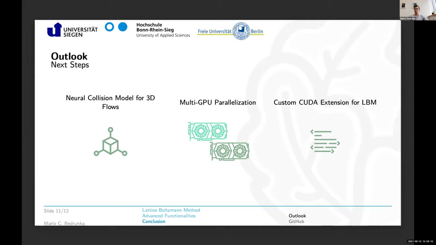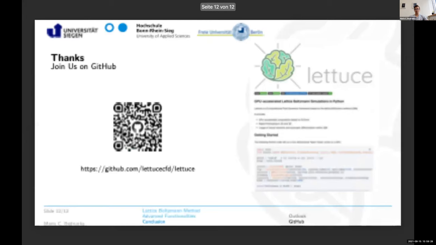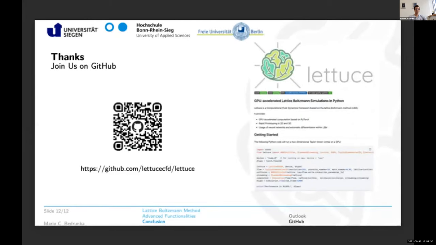And furthermore, at the moment we are working on multi-GPU usage too, and this enables not only faster simulations, but also more memory usage for larger flows. And in terms of efficiency, we are implementing a custom CUDA extension as well for the lattice Boltzmann algorithm to increase the performance significantly. So thank you very much for joining my presentation. I hope you were interested in this topic, and I'm looking forward to answering some of your questions.